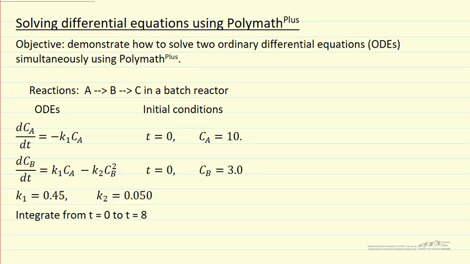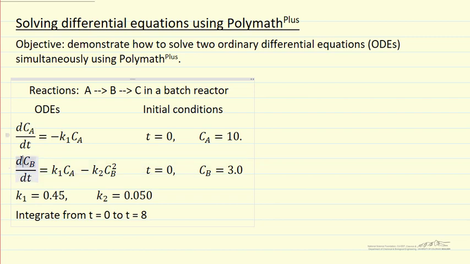What I want to demonstrate here is how to use PolymathPlus to solve ordinary differential equations. In this case, we have 2 differential equations, but the procedure is the same if we had, say, 10 differential equations. The independent variable is t, and there are 2 dependent variables, ca and cb.